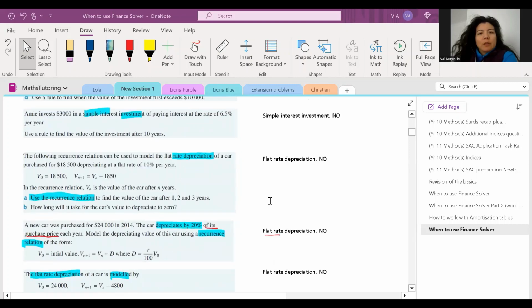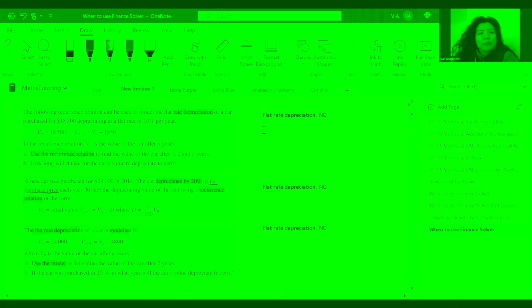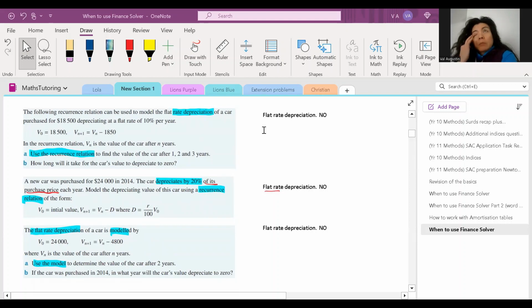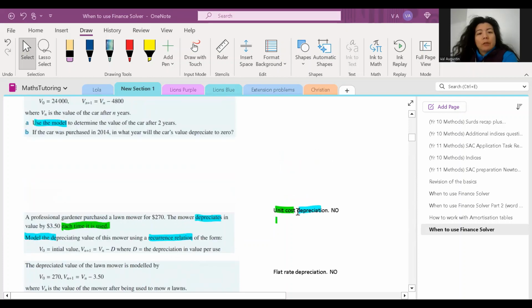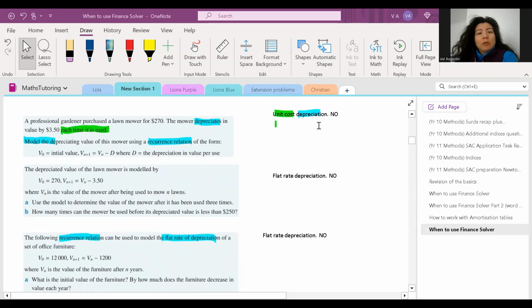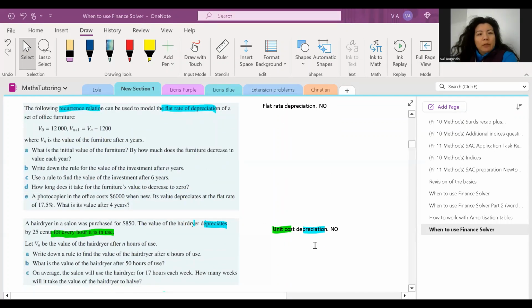Okay, same thing with flat rate depreciation. That's the same thing, except you're going down in value. Same reason. It's basically simple interest, but decreasing. So flat rate, no. Same thing with unit cost depreciation. Don't use Finance Solver. Okay, you can hit pause and have a look later. Unit cost, don't do it.